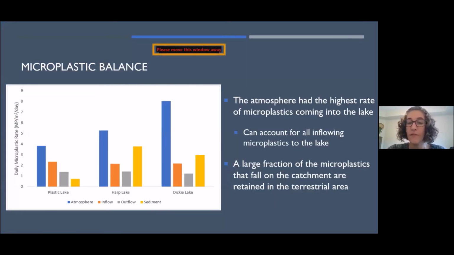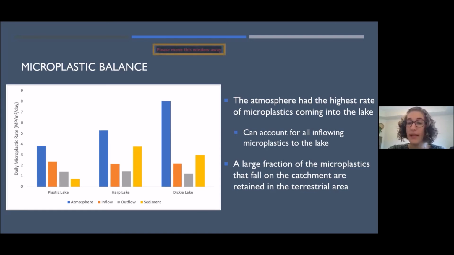The daily rate of microplastics coming into the lake was highest for the atmosphere, approximately 3 times greater than the inflow streams. This suggests that microplastics falling from the atmosphere can account for all of the inflowing microplastics to the study lakes, and that a large fraction of the microplastics that fell from the atmosphere are retained in the terrestrial catchment, or the land area surrounding the lake.